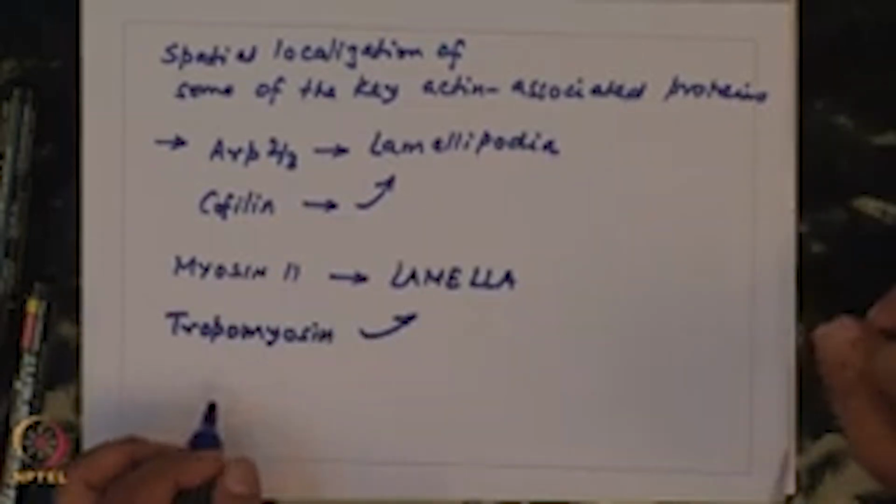So, in short, what you have is two zones which exhibit distinct retrograde flow, distinct turnover, and are also molecularly distinct. So, this suggests that there must be some dynamics which is different in these two zones.